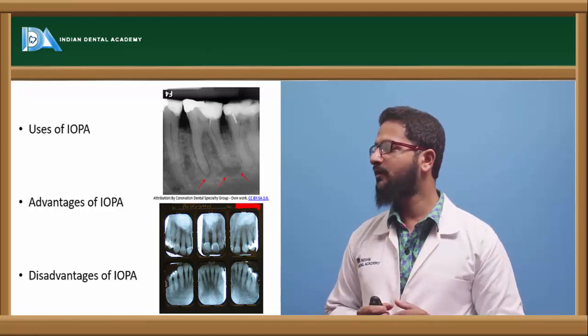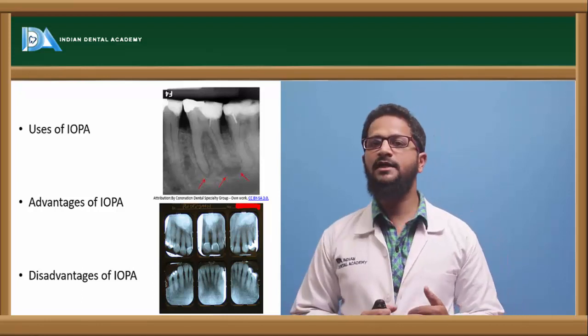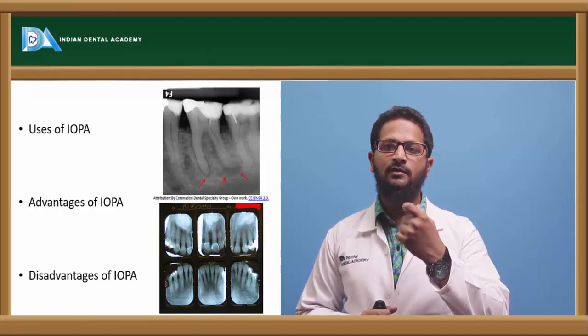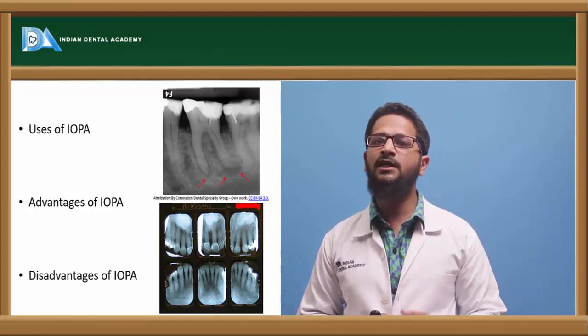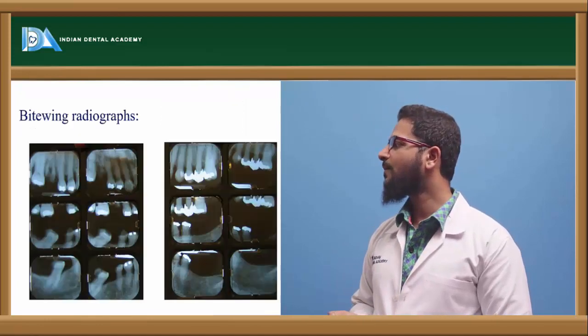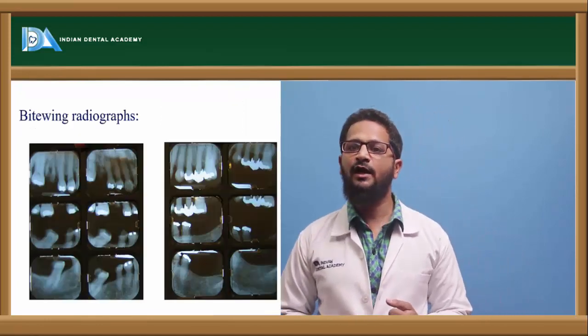in a single IOPA. Another disadvantage is patient usually feels gag reflex. Whenever these IOPA films are placed at the posterior aspect, patient develops gag reflex. These are certain drawbacks or the disadvantages of IOPA. Next is bite wing radiographs.